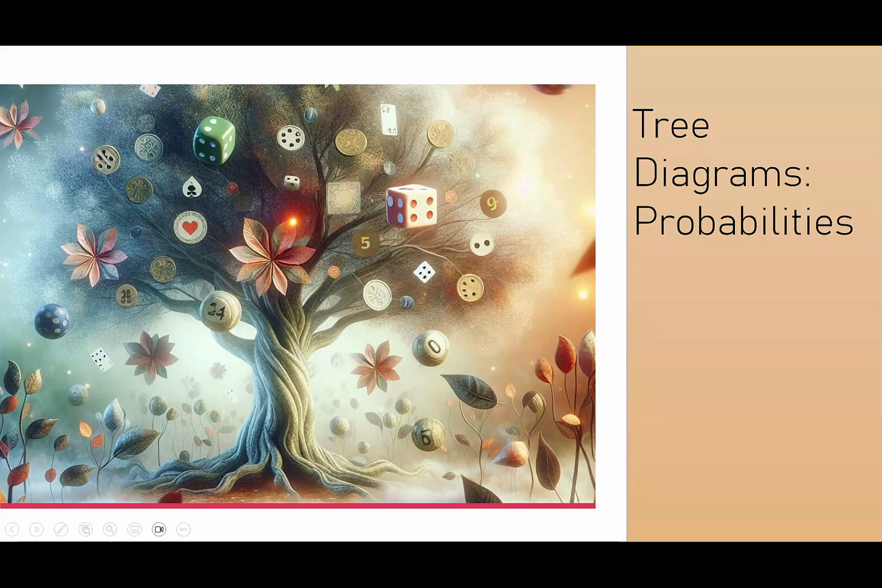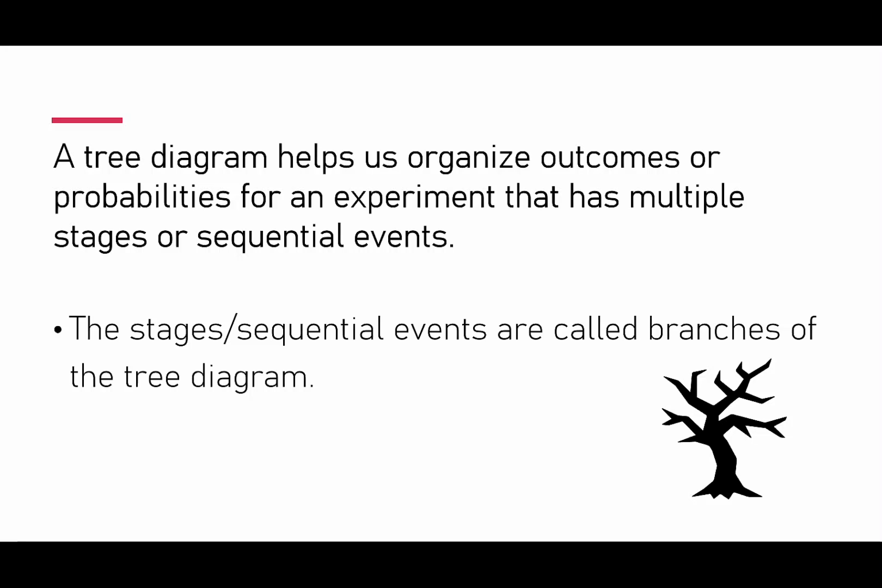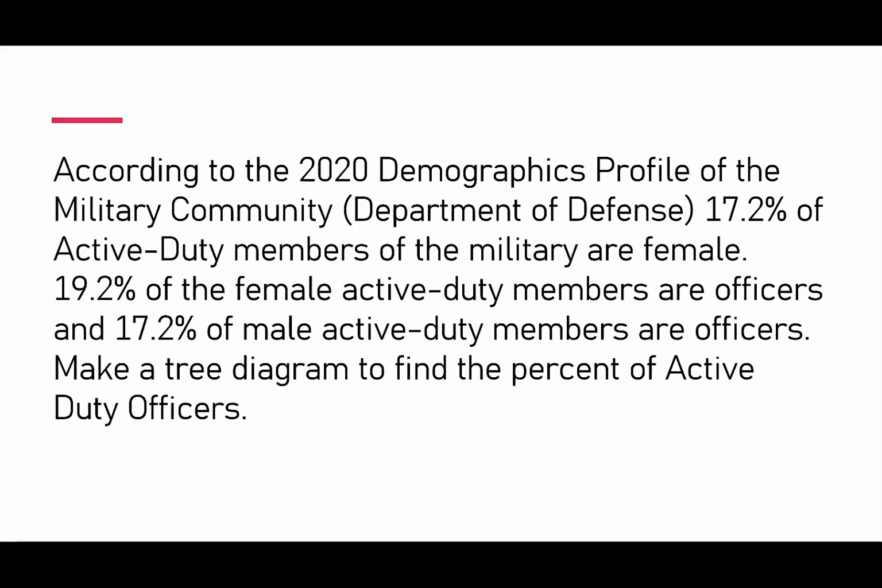Hi everybody, today we're going to talk about tree diagrams and I'm going to focus on probabilities. A tree diagram helps us organize outcomes or probabilities for an experiment that has multiple stages or sequential events. The stages or sequential events are called the branches of the tree diagram, which is where it gets its name. So let's try this example.